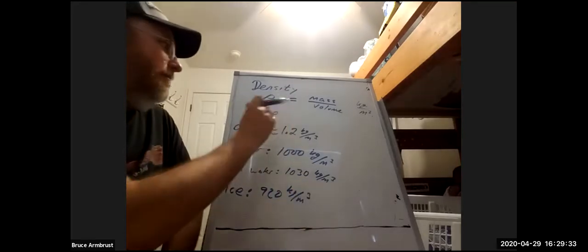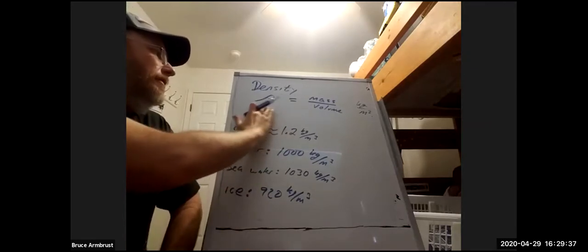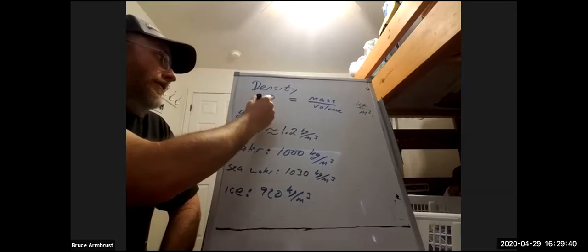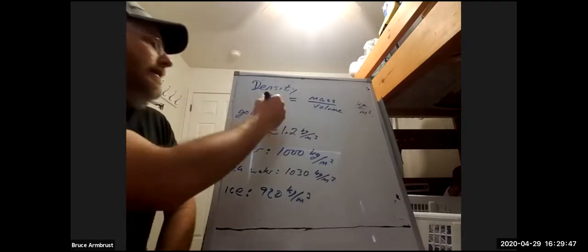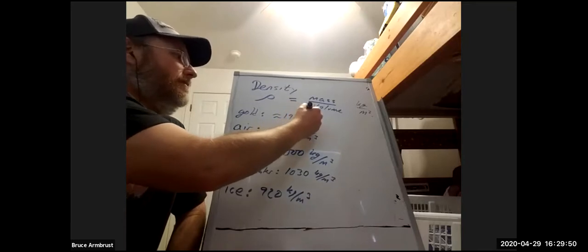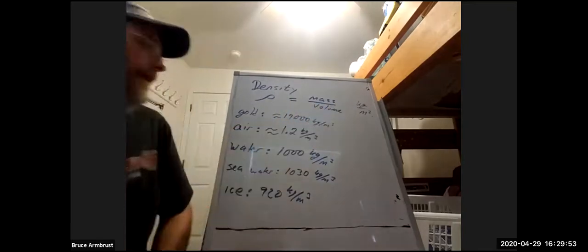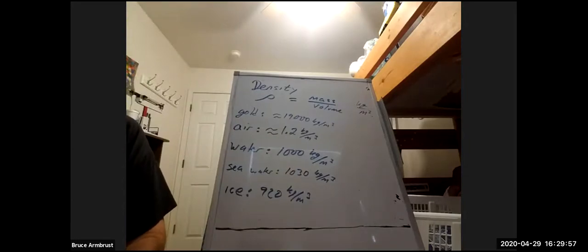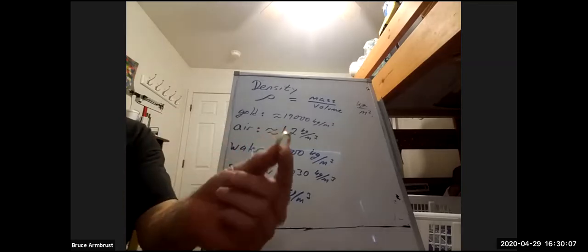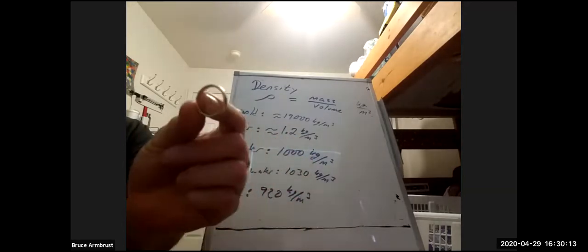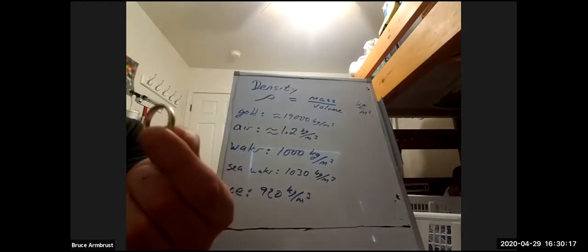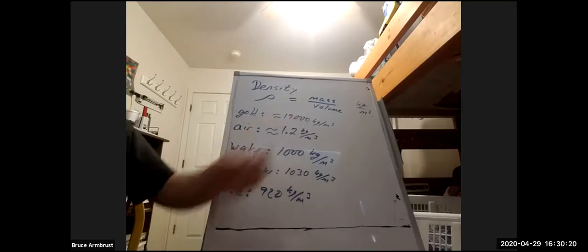Gold, I like to bring up gold because a lot of us have experience with gold. Gold is quite dense. It's really heavy per volume. Gold is like 19,000 kilograms per cubic meter, so it's about 19 times the density of water. So we have lots of different densities. For example, say you want to figure out the density of my ring, which is gold. If we were to weigh it, get its mass in kilograms, and then figure out what volume it takes up, we take that mass, divide by that volume, and we should get a number around 19,000.